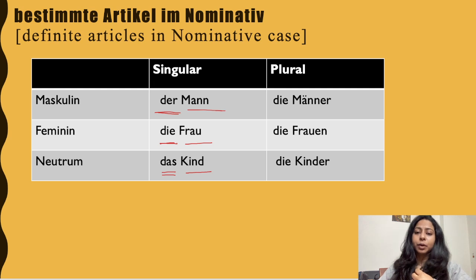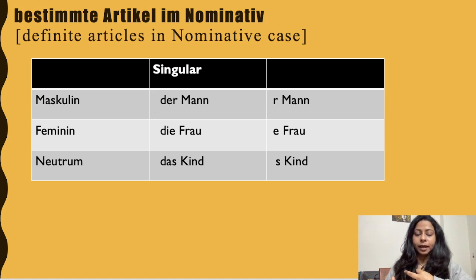Now, if we look at the plural, Mann का plural क्या होगा? Männer. Frau का plural होगा Frauen. Kind का plural होगा Kinder. But in plural, the article is always die. It does not depend on the gender कि masculine है, feminine है, neutrum है. Plural का article will always be die. So please remember this.